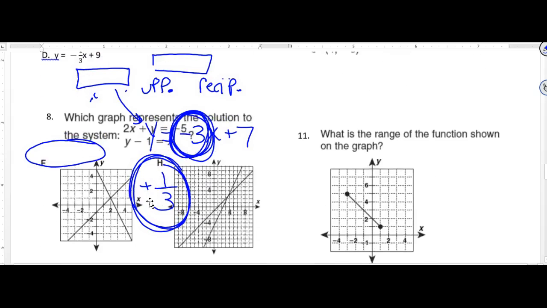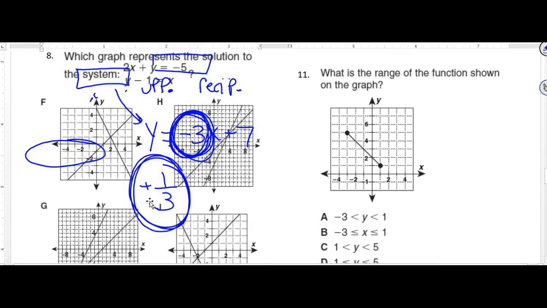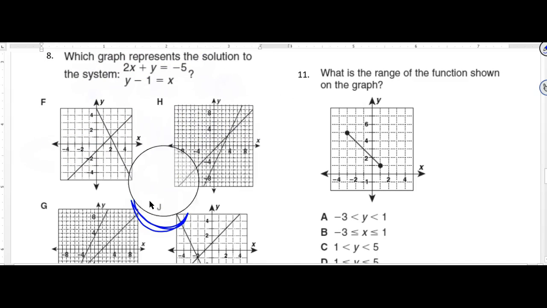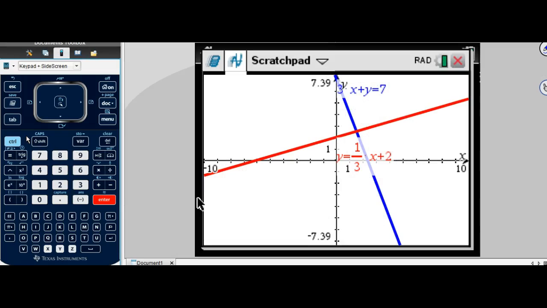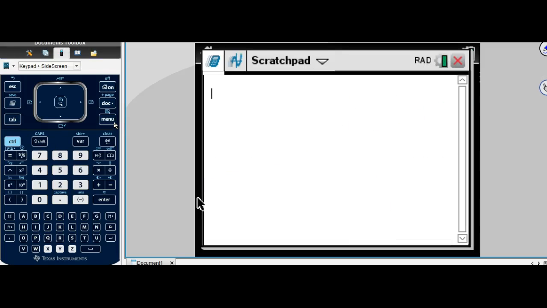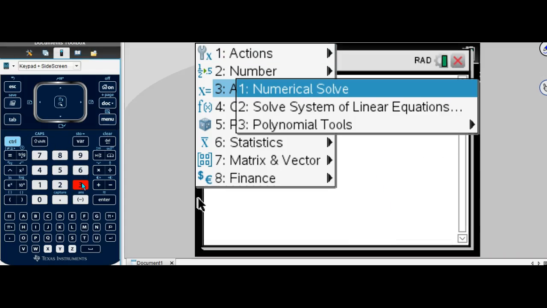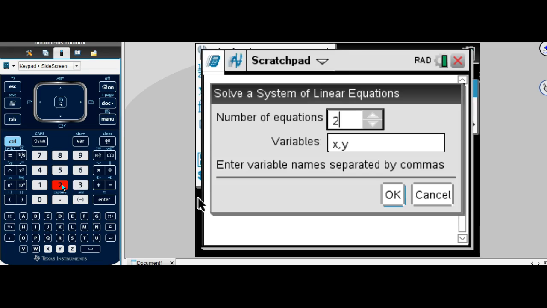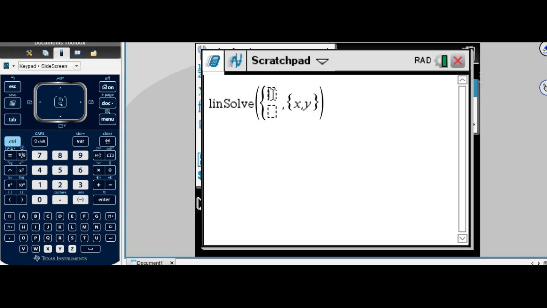Number 8. System of equations. Another calculator question. We know that menu 3.2 from a calculator page gives us the solution. I go menu, algebra, solve a system of linear equations. This gives me the solution. Type an equation here and an equation there, hit enter.